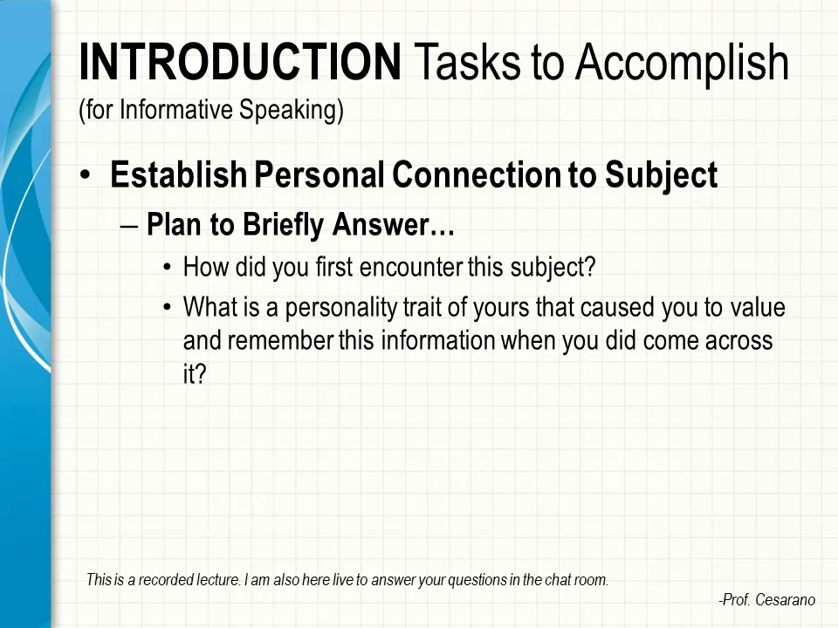And second question, what is a personality trait of yours that caused you to value and remember this information when you did come across it? Because there might have been someone else, your brother, your friend, who came across the same information at the same time as you, but it didn't resonate with them. Why did it resonate with you? So if you make a plan to answer those 2 questions as briefly as possible, that will usually help you a long way towards establishing the personal connection.